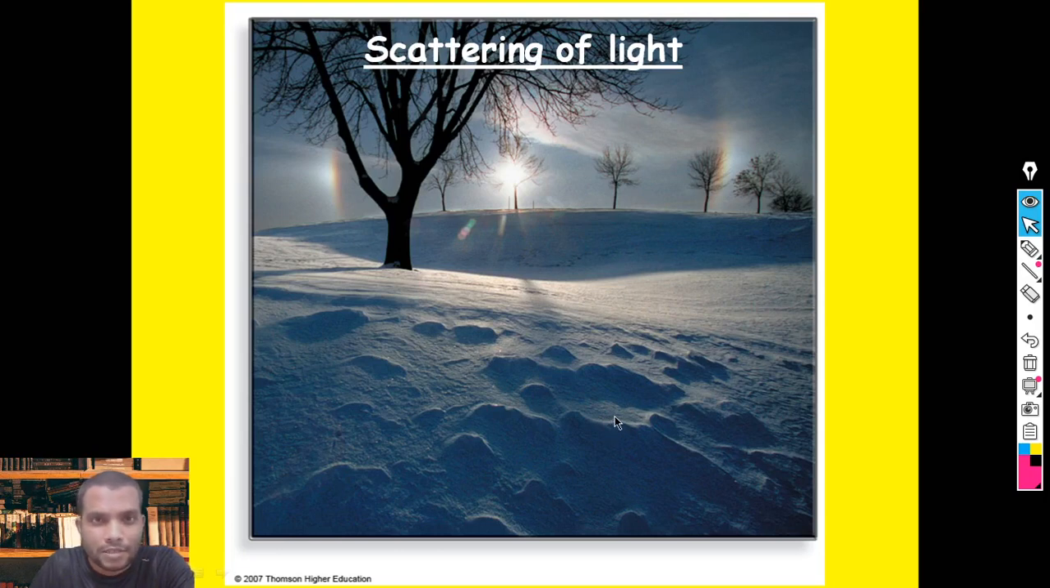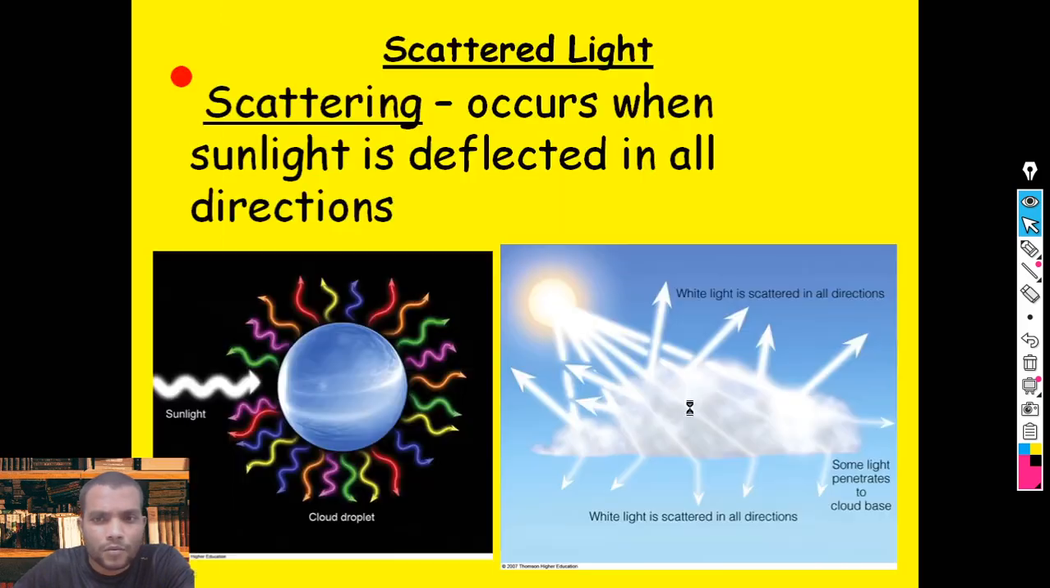Today we would like to discuss scattering of light. So this is another natural phenomenon, scattering of light. First of all, what is scattering? Scattering is a phenomenon just like reflection, refraction, dispersion. Like that, it's one of the phenomena that occurs when sunlight is deflected in all directions.